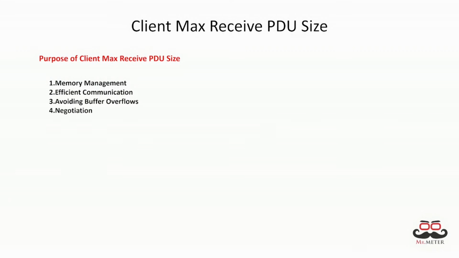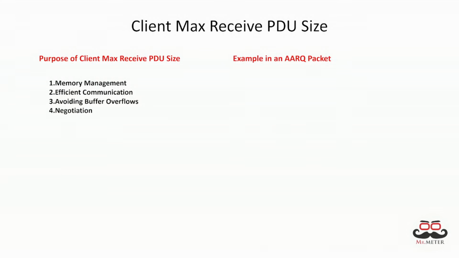The negotiation part. During the association setup, this parameter is communicated to the server, which can then adjust the size of the PDUs it sends, ensuring compatibility between the communicating entities.